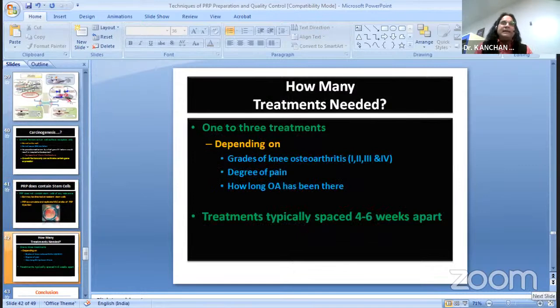How many treatments are needed? It depends upon the grade of the disease, right? Or it depends upon the physician; they can tell how many treatments are needed. Generally, 2 to 3 treatments are important for regeneration. At least 2 doses are important for good regeneration.